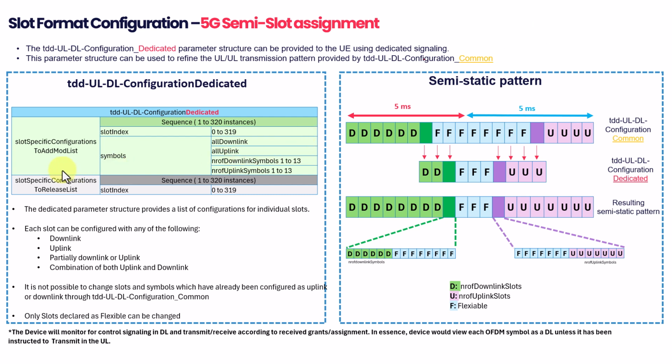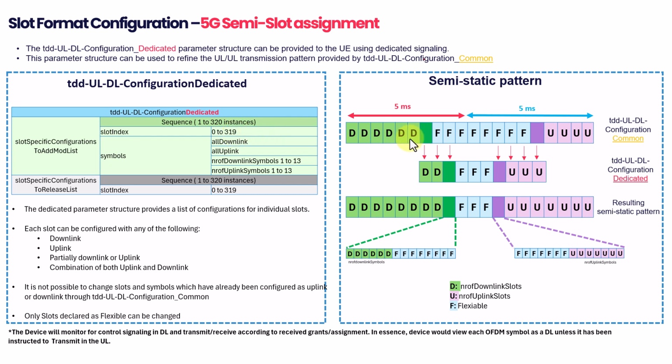As you can see, this is called the slot specific configuration to add or modify list. You have a slot index, which explains the number of slots we require to change. Here it shows up to 320, because we can have 320 slots with the higher SCS, which is 120, 240 and so on. But currently it is fixed to 80 slots only, which is up to 60 kilohertz, as I remember, or 120. So this gives you the slot index, which slot needs to be configured.